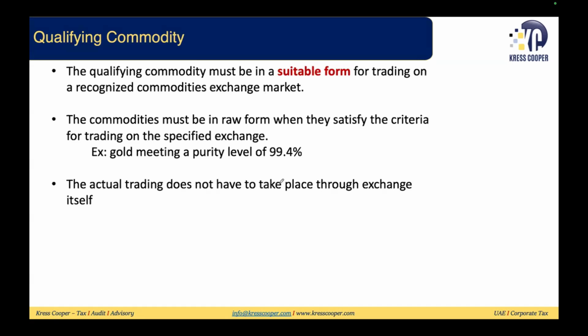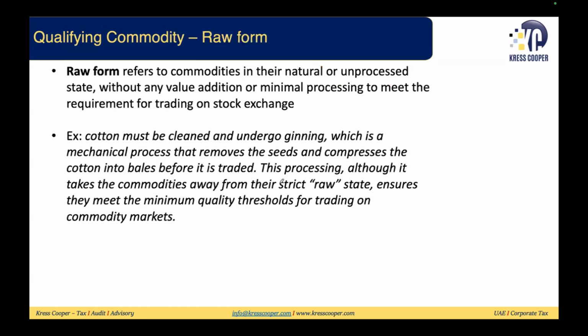They should be in a suitable form for trading on the recognized stock exchange. They have given an example: we are extracting the gold, purifying it, removing basically the rest of the items. Once we get the pure gold, then we list the pure gold that is 99.4% pure gold, and it will still be considered a qualifying commodity. Raw form, we already discussed, is the natural and unprocessed state. The goods are in the natural and unprocessed state, without any value addition or with minimal processing. It will be considered a raw form qualifying commodity.